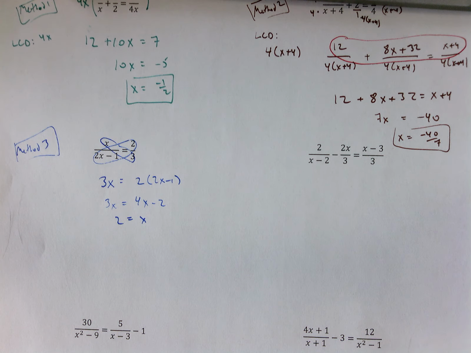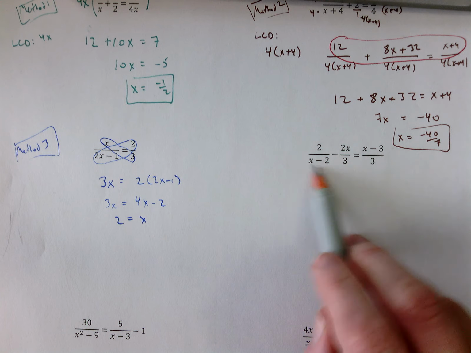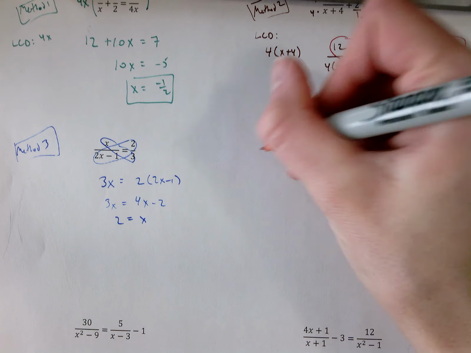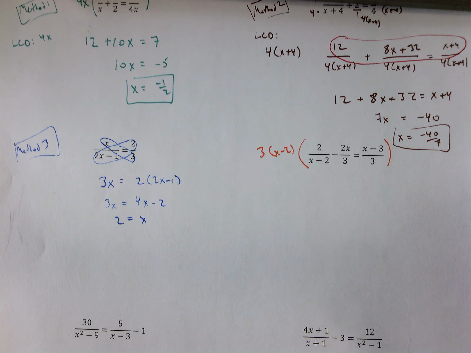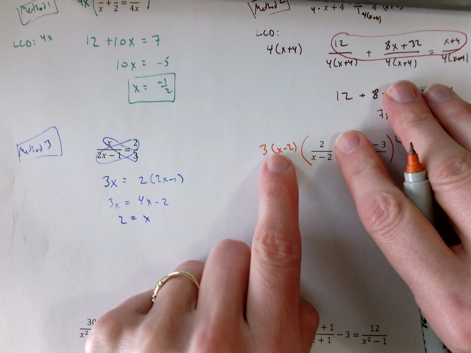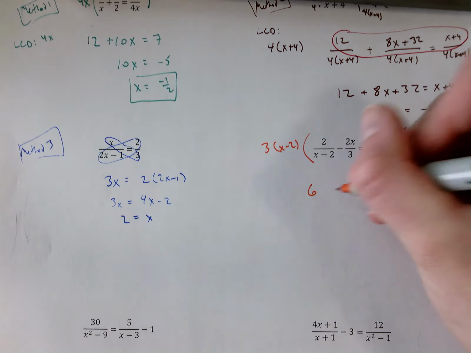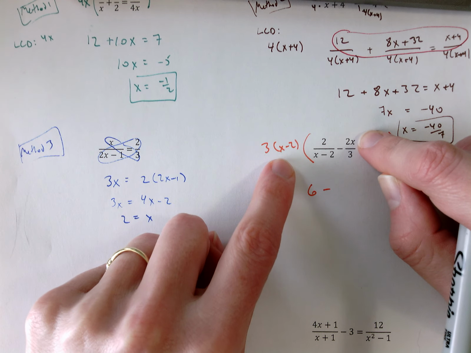Okay, so I'm going to switch back to method 1, and I'm going to take a look at this guy. So my LCD for this would be the x minus 2 and the 3, right? So I'm going to multiply this whole equation by 3 times x minus 2. Okay, so multiplying this first term, the x minus 2's would cancel. So 3 times 2 is 6. Okay, this middle term, the 3's would cancel.